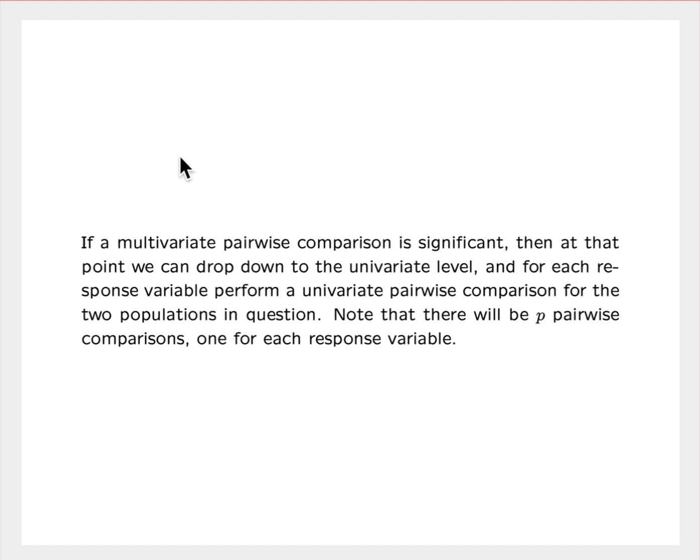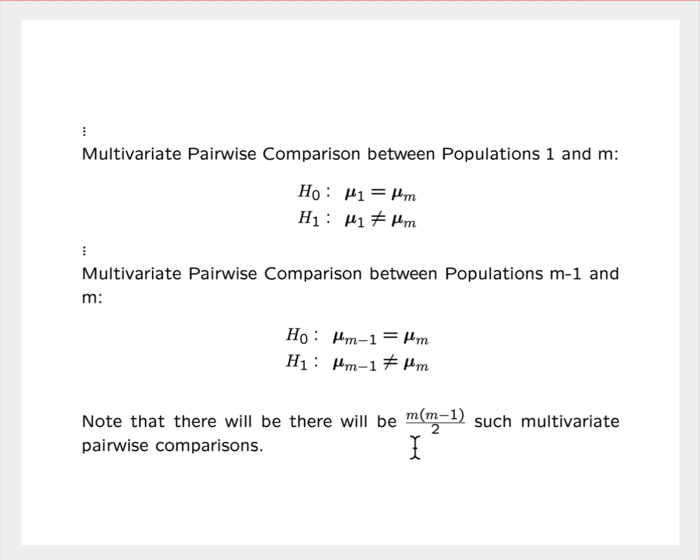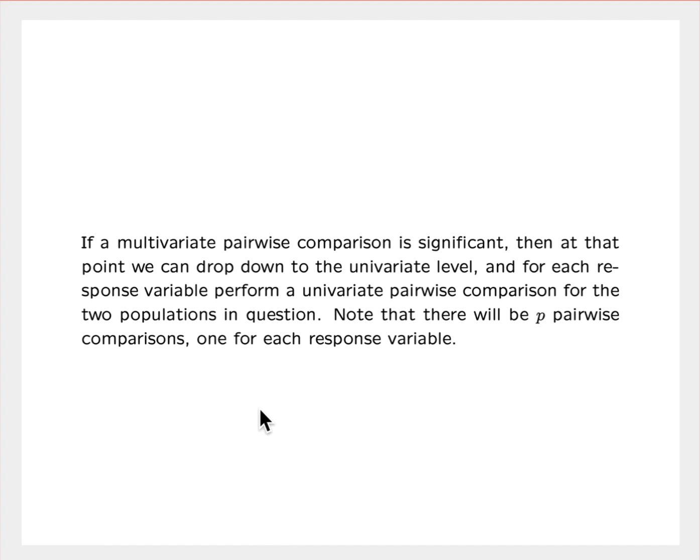So now, what do we do if any of these multivariate pairwise comparisons are significant? Well, if a multivariate pairwise comparison is significant, then at that point what we can do is drop down to the univariate level, and for each response variable, perform a univariate pairwise comparison involving the two populations in question. Now, when we do that, for that given pair of populations that we're comparing, there will be p univariate pairwise comparisons, one for each response variable.